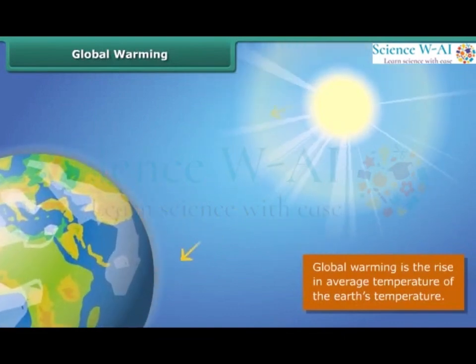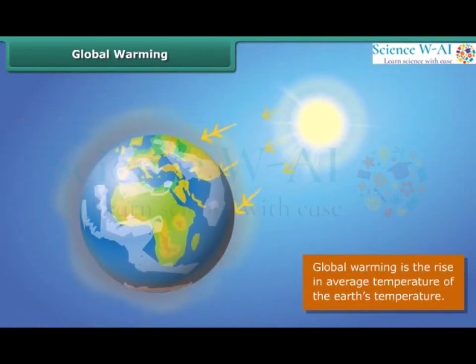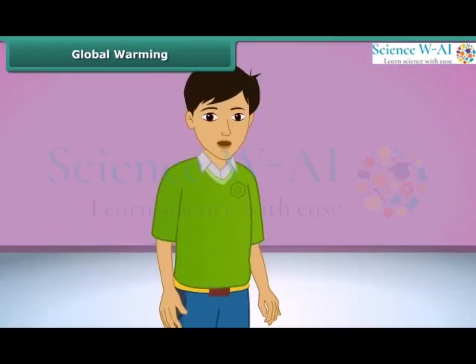Global warming means Earth is heating up. Scientists believe that Earth's temperature is going to increase even more in coming years. Scientists say that the greenhouse gases like carbon dioxide trap the heat from the sun and increase the temperature of Earth's atmosphere. Can you imagine the consequences of heating of Earth's atmosphere?